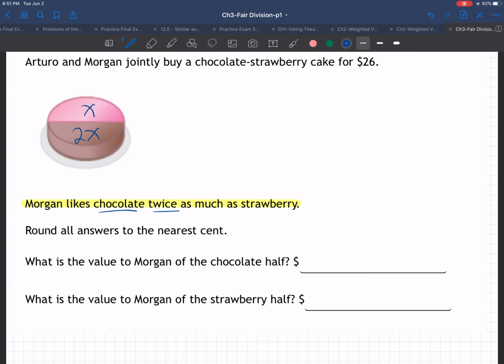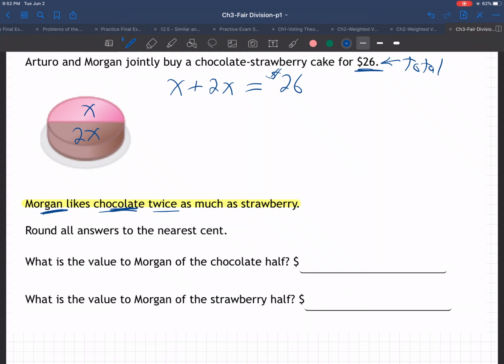Now, the total value of the cake is $26, right? This is the total. So that means x plus 2x must add up to be $26 because that's the whole cake. That's the strawberry half and the chocolate half added together must total $26. That's the total value that Arturo and Morgan paid for it. So therefore, we know Morgan likes the chocolate half twice as much as the strawberry half.